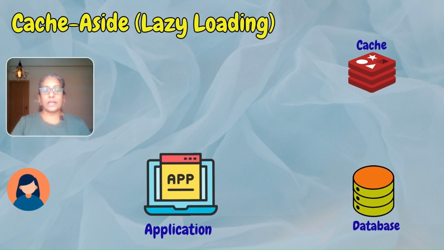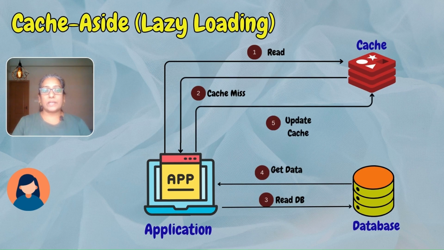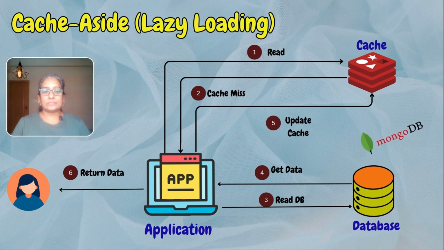In cache-aside caching, when a cache miss occurs, the application directly fetches the data from the database, updates the cache, and returns the result to the user. MongoDB caching frequently accessed user profiles in a social media platform is an example of this caching.